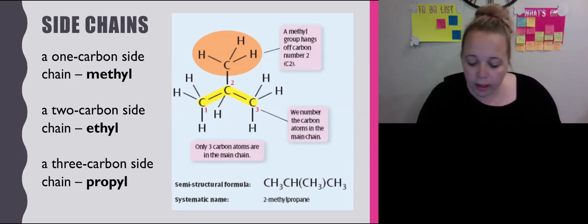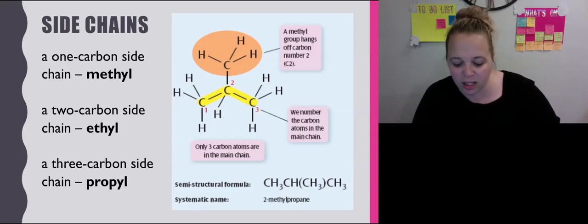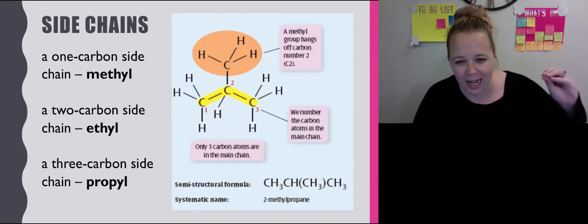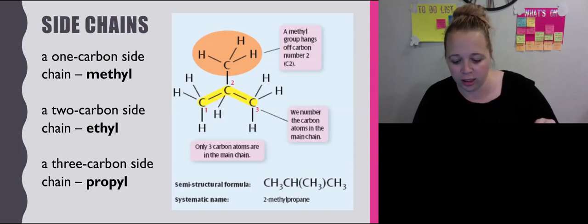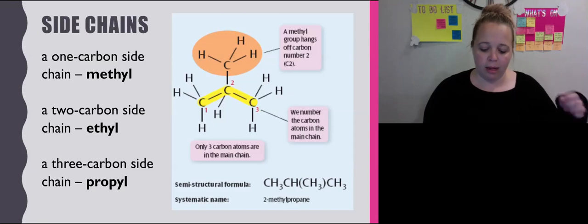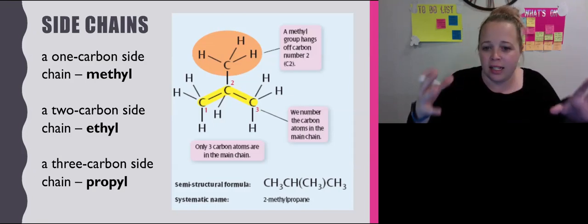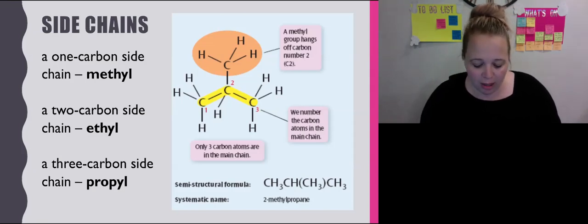groups. Now the alkyl groups are the same as an alkane, but they're missing a hydrogen. So that's kind of why we change it from ane to yl. So we've got methyl, ethyl, and propyl. The same kind of thing. So you can see that it's kind of this systematic way of naming them.